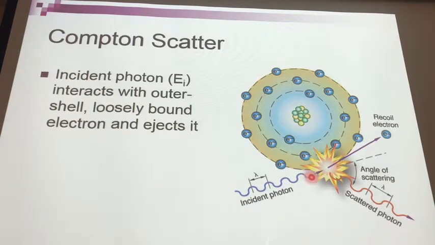All right? It hits an electron. When it hits an electron, what it does is give off some of its energy to that electron. The electron gains energy, sucks that energy in, and is able to escape the atom. Boom! Goes out.